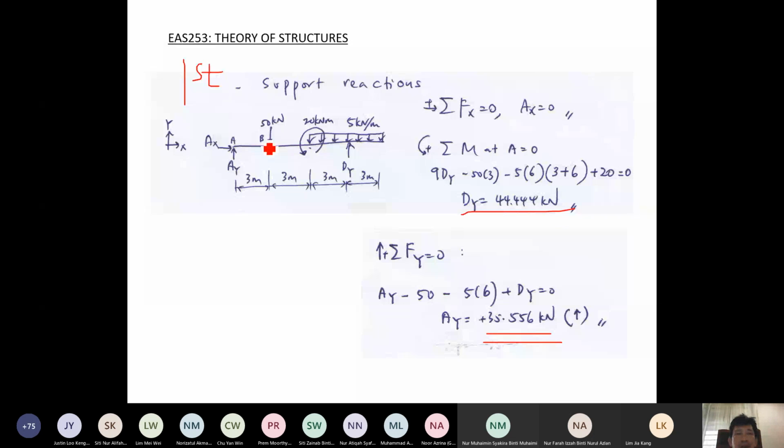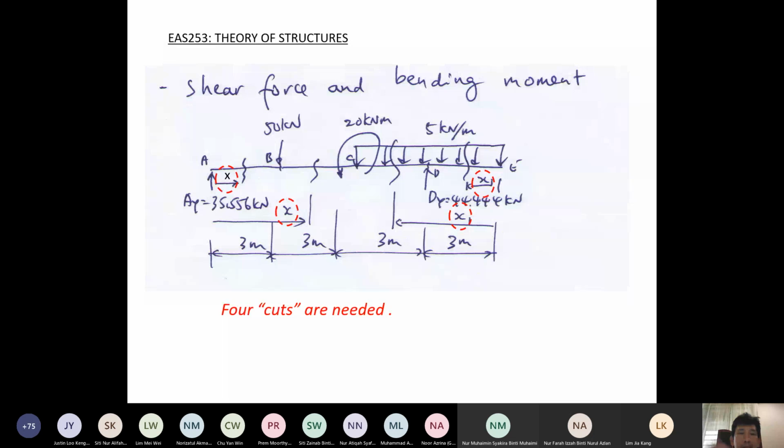Second, you have to decide how many cuts are needed. How many cuts are needed? So in this particular example, we need a minimum of 4 cuts: the first one between A and B, the second one between B and C, the third one between C and D, and the last one between D and E, 4 times, the minimum number of cuts. And you must know where to cut, between which point and which point. Here, 4 cuts are needed. 4 cuts are needed means you have to repeat the process of getting shear force and bending moment for each of the parts 4 times.